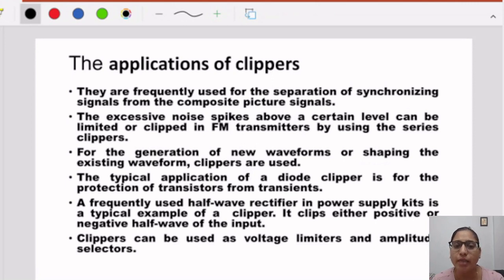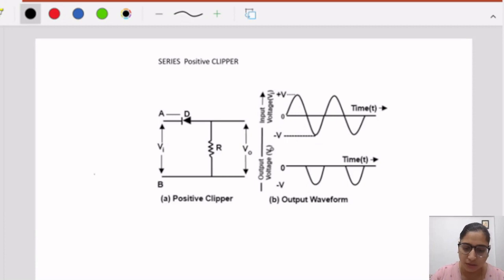Now, clippers can be used as voltage limiters and amplitude selectors. Voltage limiters means they can limit the voltage. Why so? Because we are modulating our output voltage according to the particular clipper, and they are also amplitude selectors. Whichever amplitude I have to go for, they work like that only. Now we will discuss one by one the process of clipping, starting with the series positive clipper.